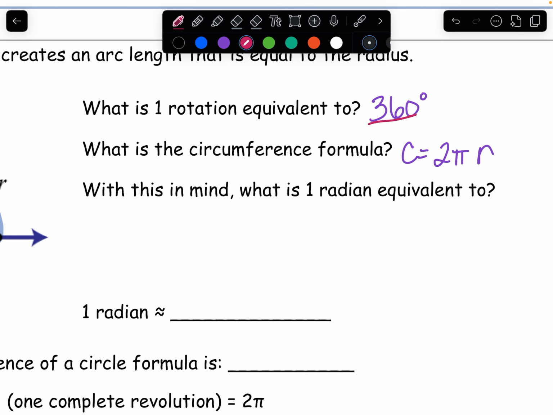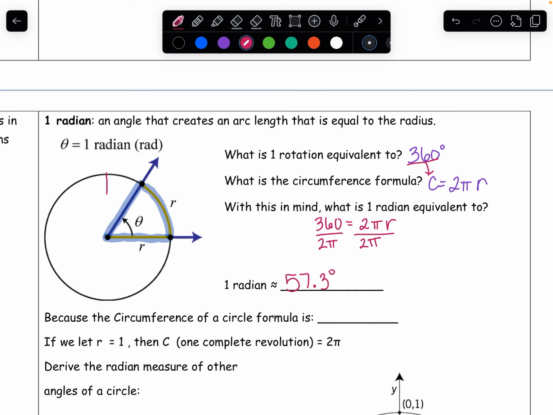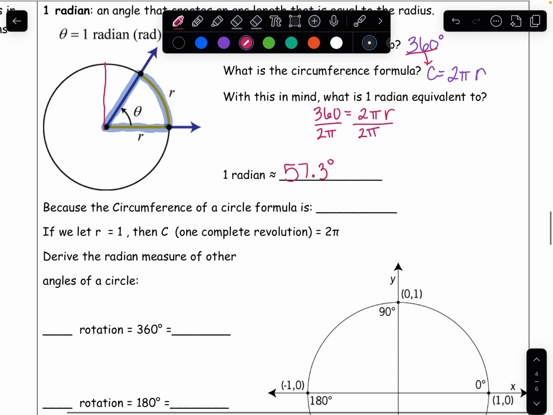Well, if this is our circumference, we're going to take 360 and set it equal to 2 pi r. If we isolate r by dividing both sides by 2 pi, we get 57.295, which we saw in our definitions, so we get 57.3 degrees, which kind of looks like that. If you think about it, here's a perfect right angle. It's about 60 degrees.